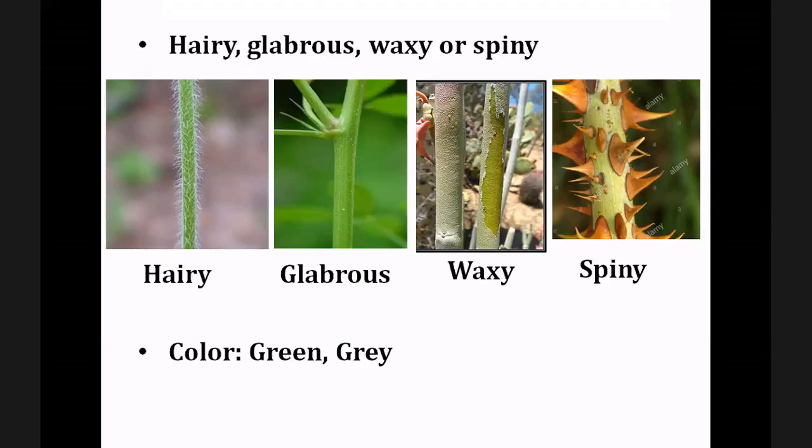The next category is the glabrous stem. Glabrous means without any hairs; they are smooth stems. Waxy stem means the stem is covered with waxy coverings. And spiny stem, they have spine-like structures on the stem. And color: based on color also we can describe the plant stem. The color may be green or gray.